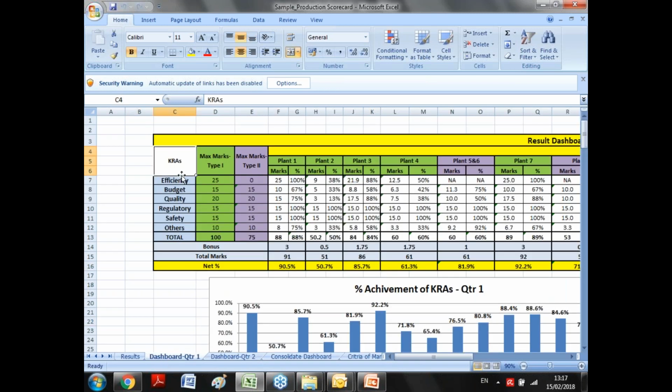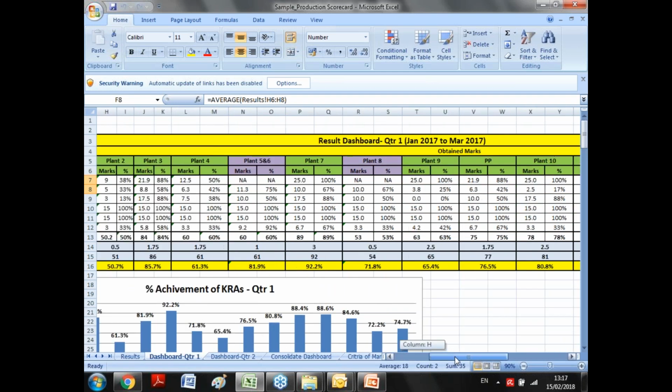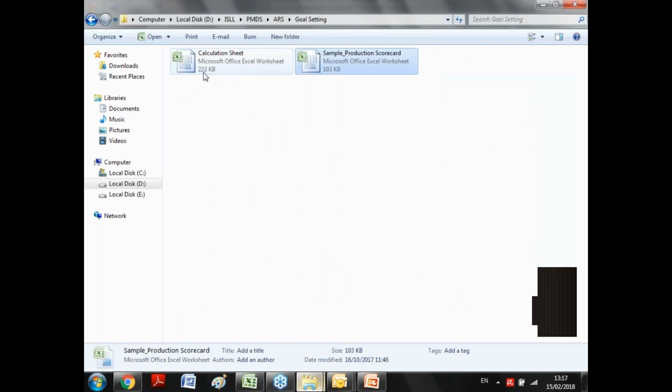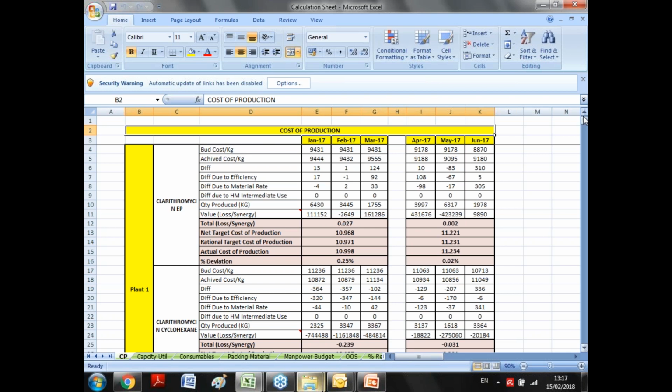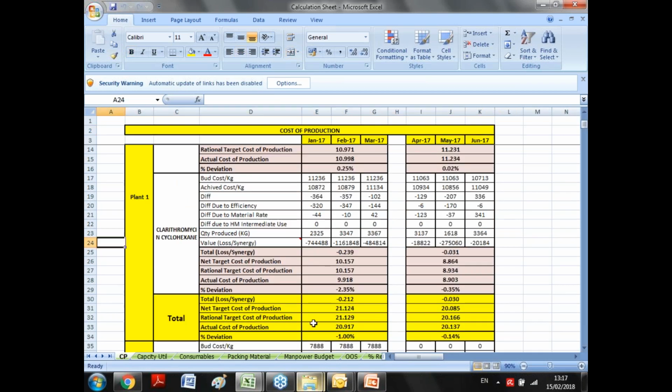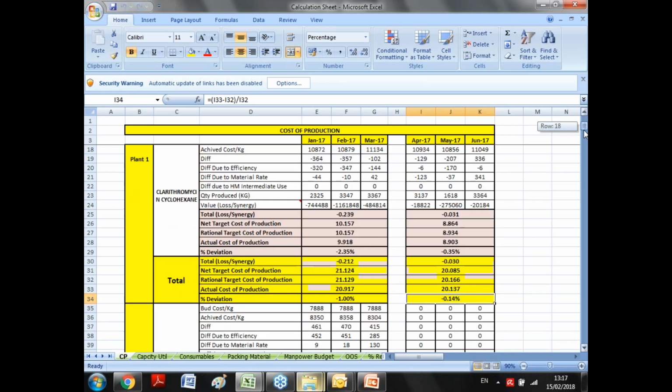The KRAs of production are efficiency, budget, performance, quality, regulatory, safety, and other aspects. This is their total score, and this is what the different plants have been able to obtain on the parameters of efficiency. The calculation sheet is a supportive sheet. Everything is fair and transparent. It is being shown to them why plant 1 has been able to get -1% in the first quarter and then -1.4% in the second quarter, and how they have been able to improve on their productivities and efficiencies.